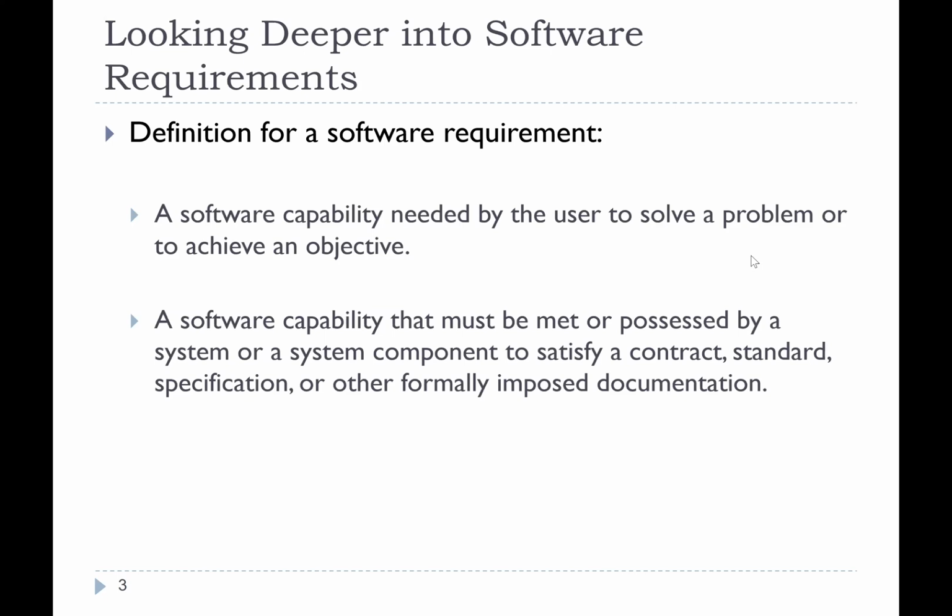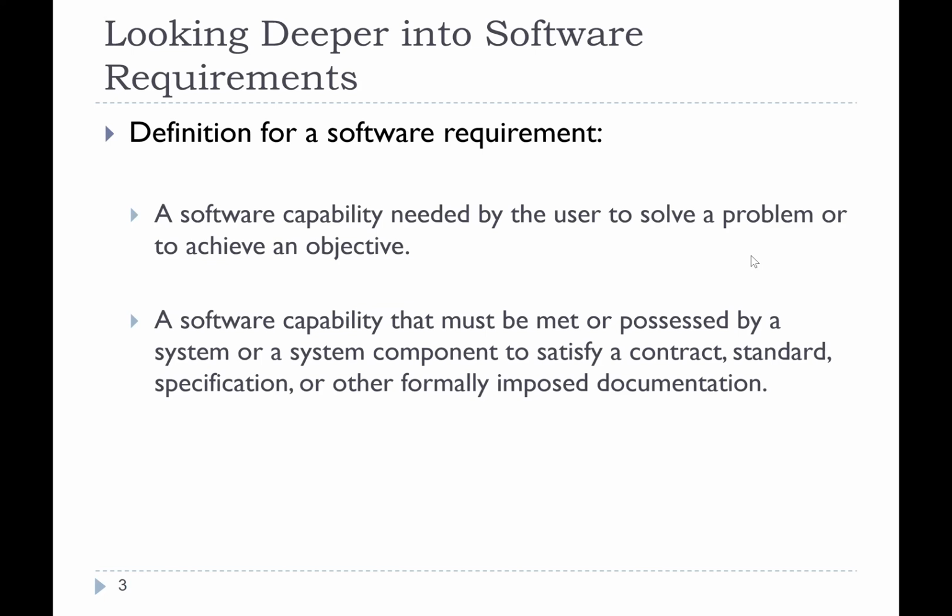And this is where we come into something called functional requirements and non-functional requirements. We're going to get to that in a moment. It's a software capability that must be met or possessed by the system to satisfy a contract, because the functions are usually what the customer is paying for. This is what they're most excited about, rather than the constraints themselves.